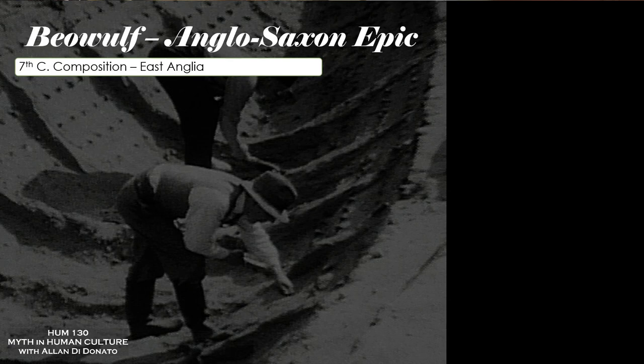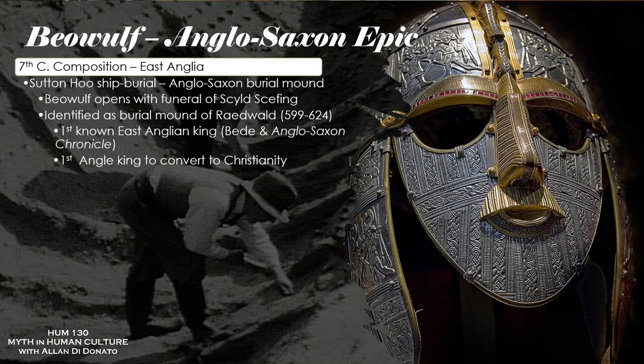Right, now, the 7th century, there's different theories as to when the poem really evolved or was composed. One theory is that it was composed during the 7th century. Even though it's set in the 6th century, it was probably composed later, probably an oral tradition originally. And it may have been composed in East Anglia. And one of the reasons for this happens to be some archaeological finds, particularly a very important ship burial that was found at a place known as Sutton Hoo.